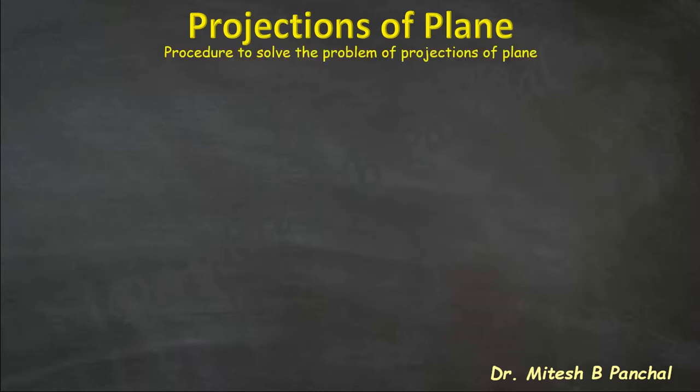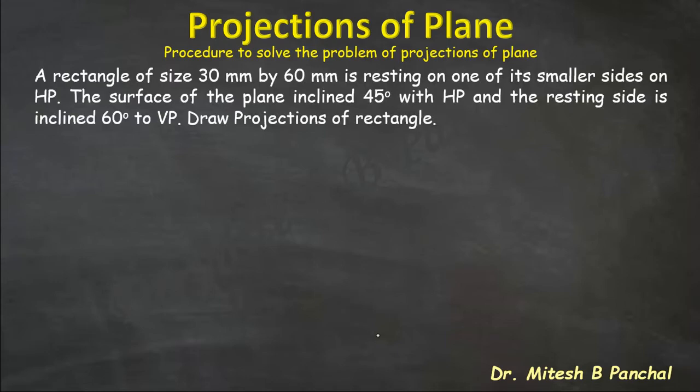Now we will see the procedure to solve problems on projections of planes. To understand the procedure, we will consider this data: a rectangle of size 30 mm by 60 mm is resting on one of its smaller sides on HP, the surface of the plane is inclined 45 degrees with HP, and the resting side is inclined 60 degrees to VP. Draw the projections of the rectangle.